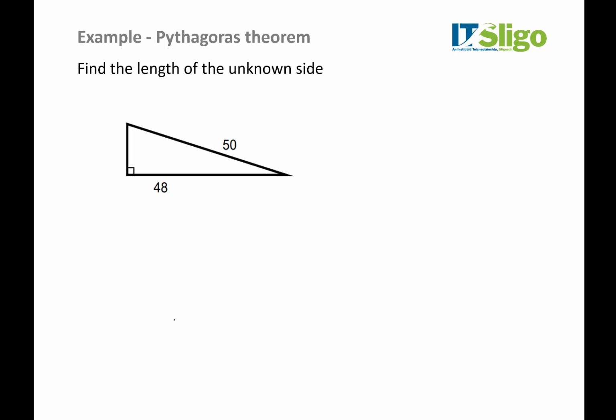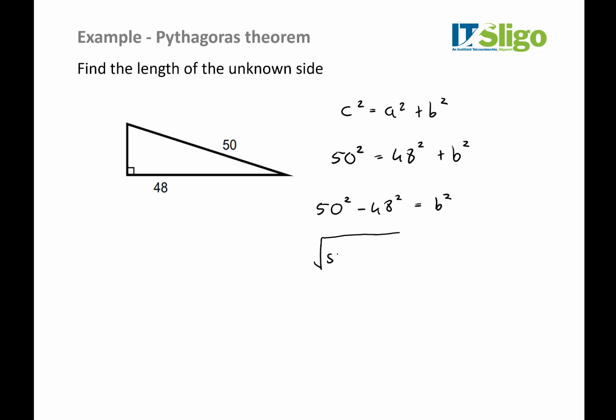Here's another one. Now be careful here, again we're starting with c squared is equal to a squared plus b squared, but in this case we know c squared, we know the longest side, and we know one of the other sides. I'll just call the other side 48 squared. And now we have to manipulate to get b on its own. So first thing, we'll subtract 48 squared from both sides. And then we'll get the square root of both sides. So the square root of 50 squared minus 48 squared is equal to b.